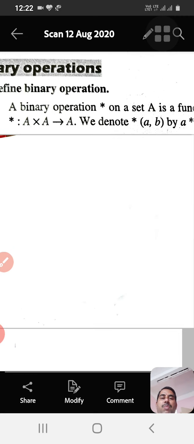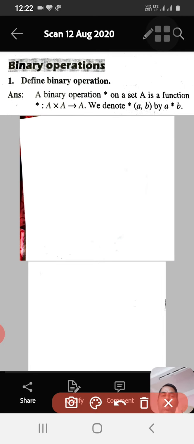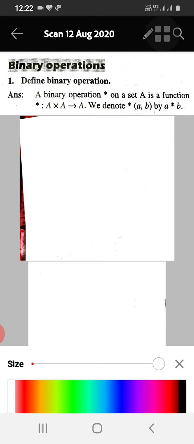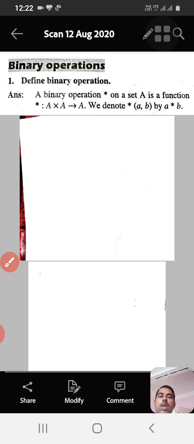Once again I will repeat the definition. If you are asked to define binary operation, what we have to write is: a binary operation on set A is a function from A cross A to A. We denote it by A star B. This is the definition, so you have to write it in the notebook. Let me explain this by one example.